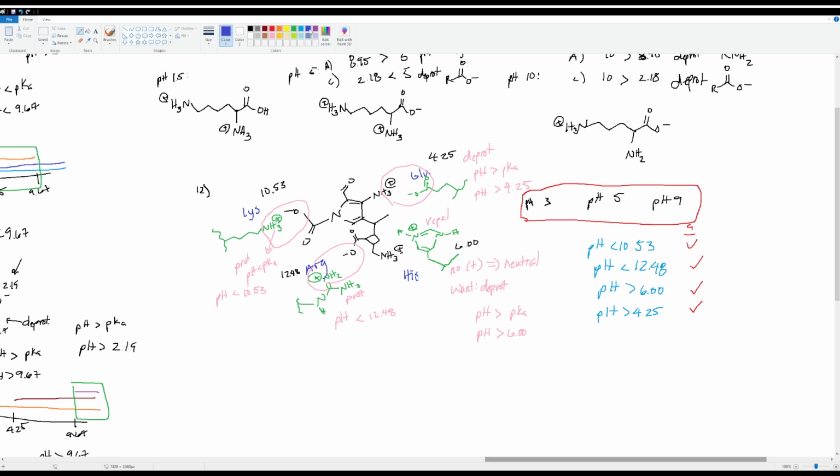Which color do I want? Use orange. So this would be number 1. Okay.